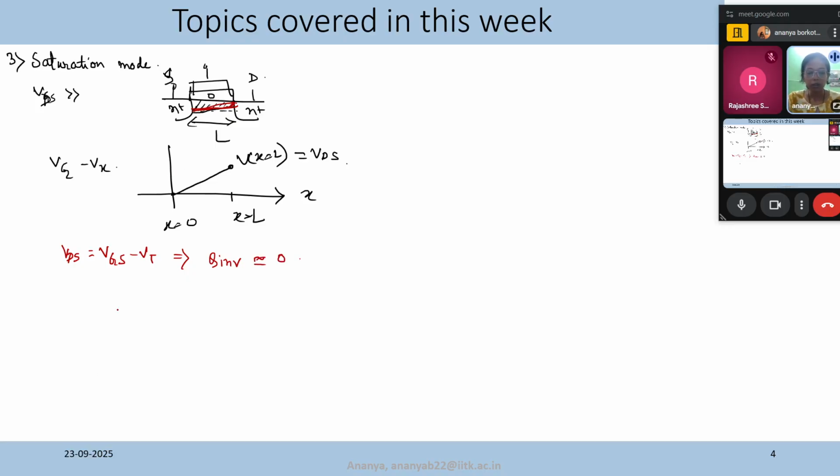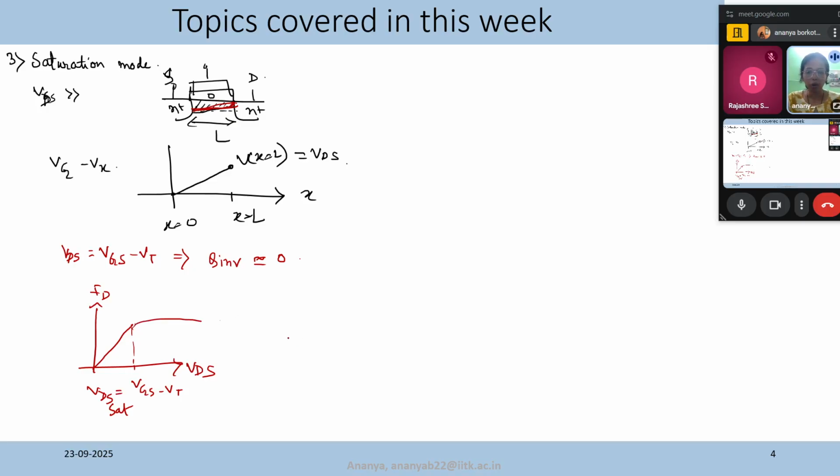But from the IV characteristics of MOSFET, we have learned that our VDS versus ID looks like this. Linear in this region when VDS is low, and after this point VGS minus VT, which we call VD sat, VD saturation, our current becomes constant.